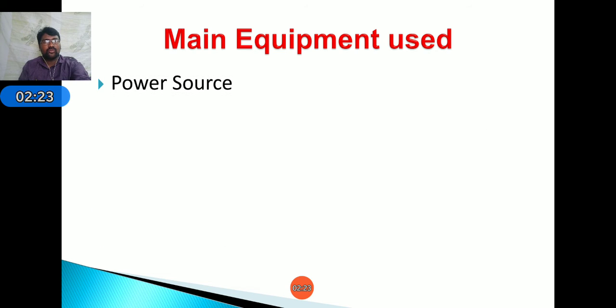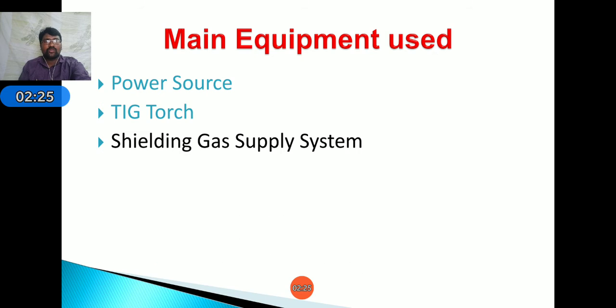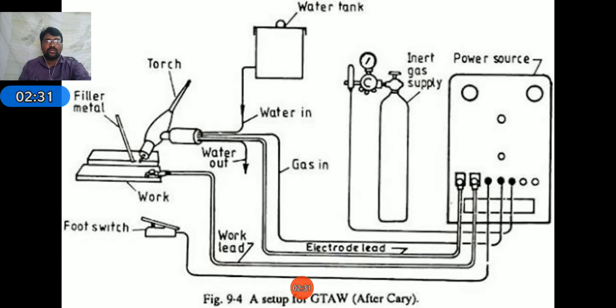Next, the main equipment used is the power source, TIG torch, shielding gas supply system, and filler material. This is the power source, and this is the shielding gas. Next, a water tank is used to cool the heat generated in the electrode. Next, this is the workpiece and this is the filler rod. Here two cables are given, one connected to the electrode and another to the workpiece.